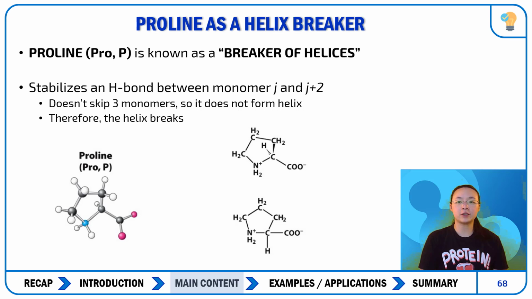To wrap up this section, I want to present something that makes a helix not form into its usual shape, so an exception to the rules. Let's introduce proline, represented as P, and it's known as the breaker of helices. It actually helps to stabilize a hydrogen bond between the first and third monomers versus the first and fifth monomers. This causes the helical structure to break and could be a cause for misfolding.